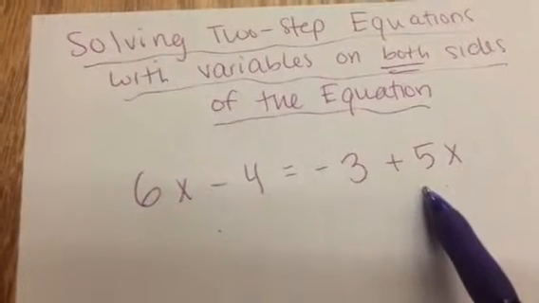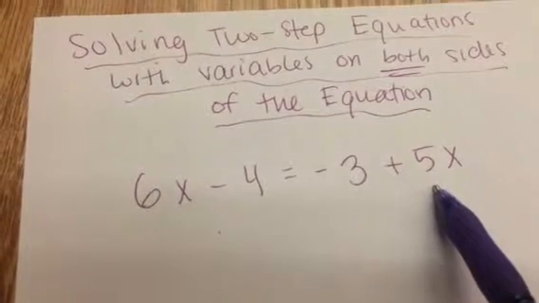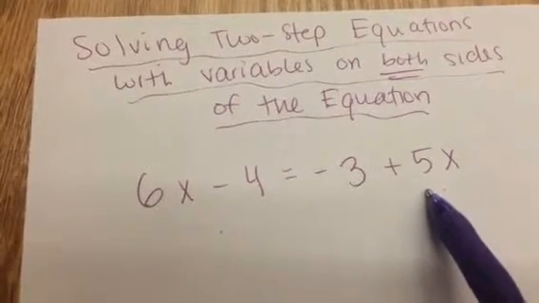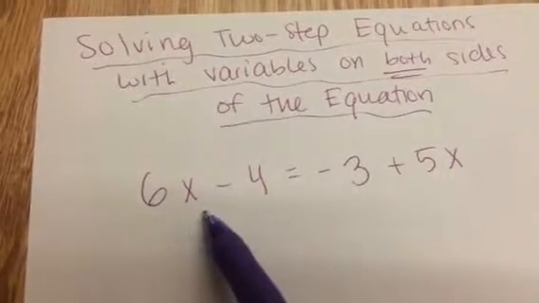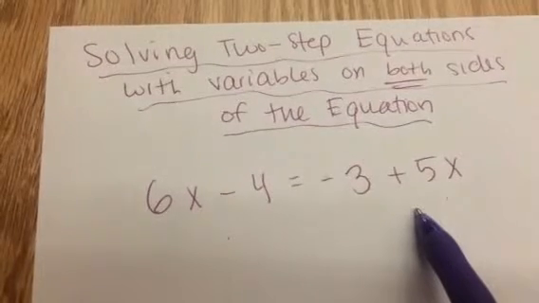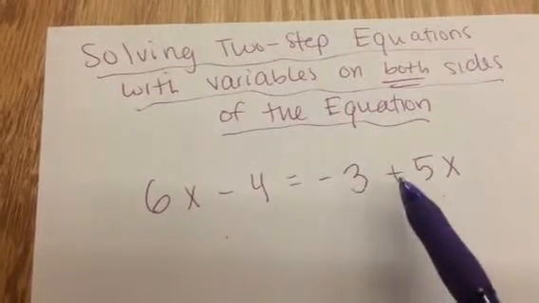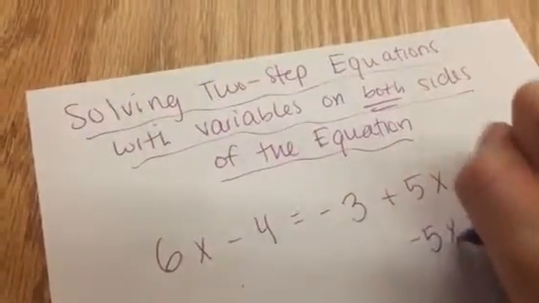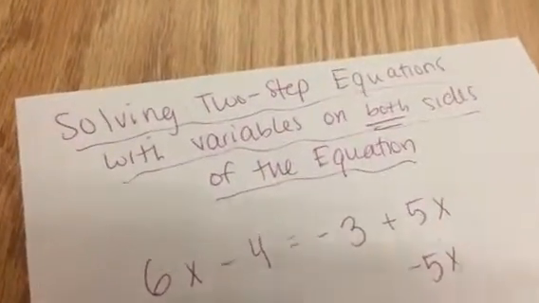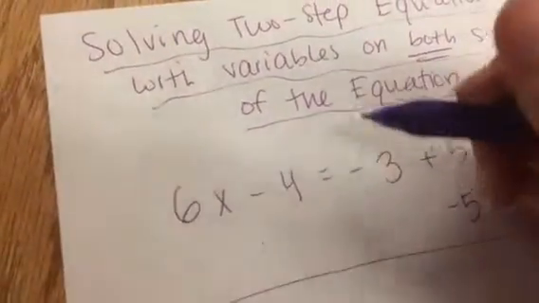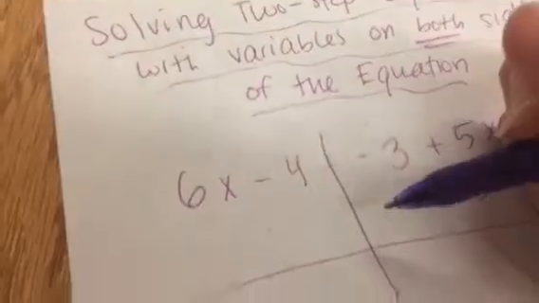Well, to get rid of the variable x with the 5x on this side of the equation, we want to bring it over to this side. So to get rid of it over here, we have to subtract because we have a plus 5x. So to get rid of it, we would do minus 5x on this side. And whatever you do to this side, you have to do to the other side of the equation. Okay, so subtract 5x over here.